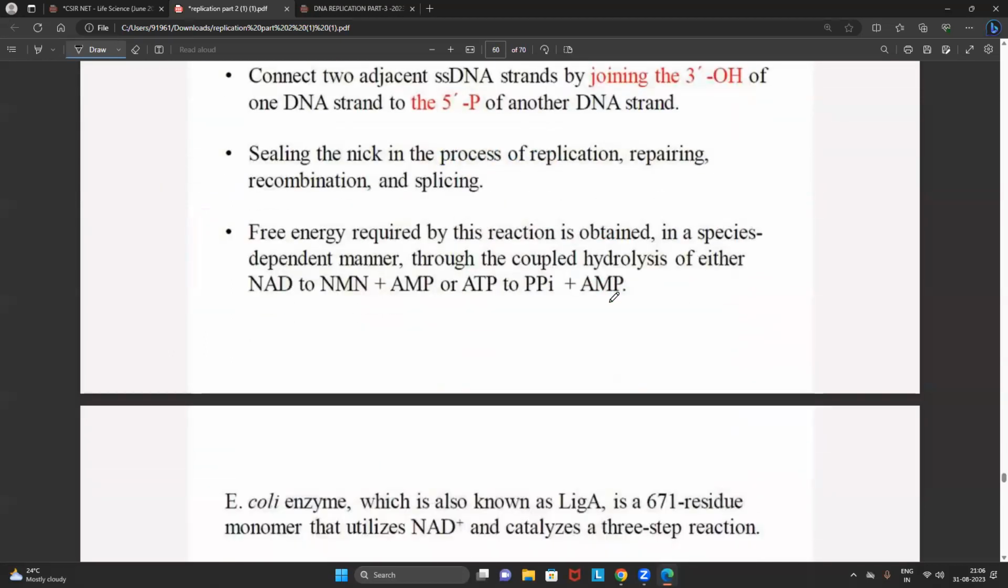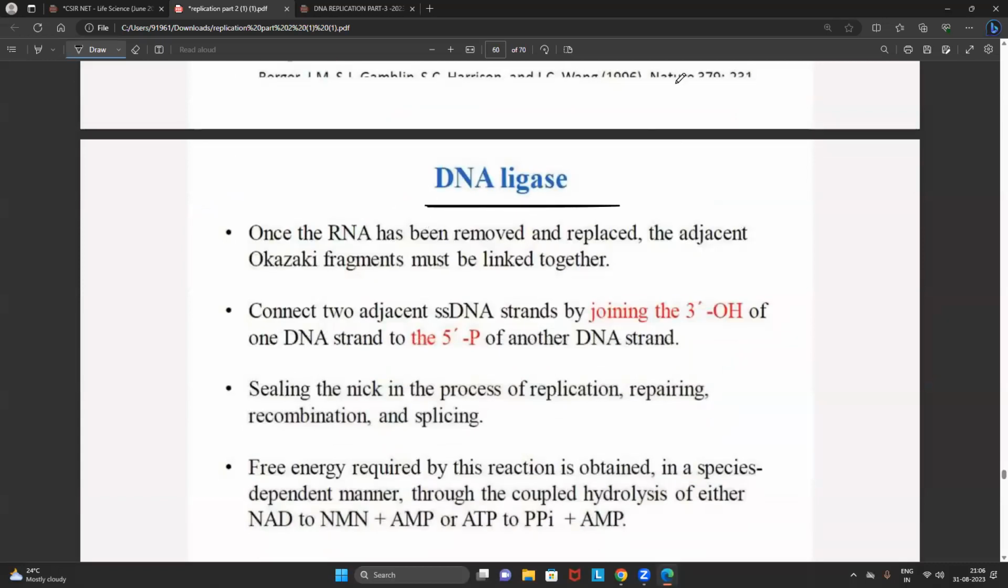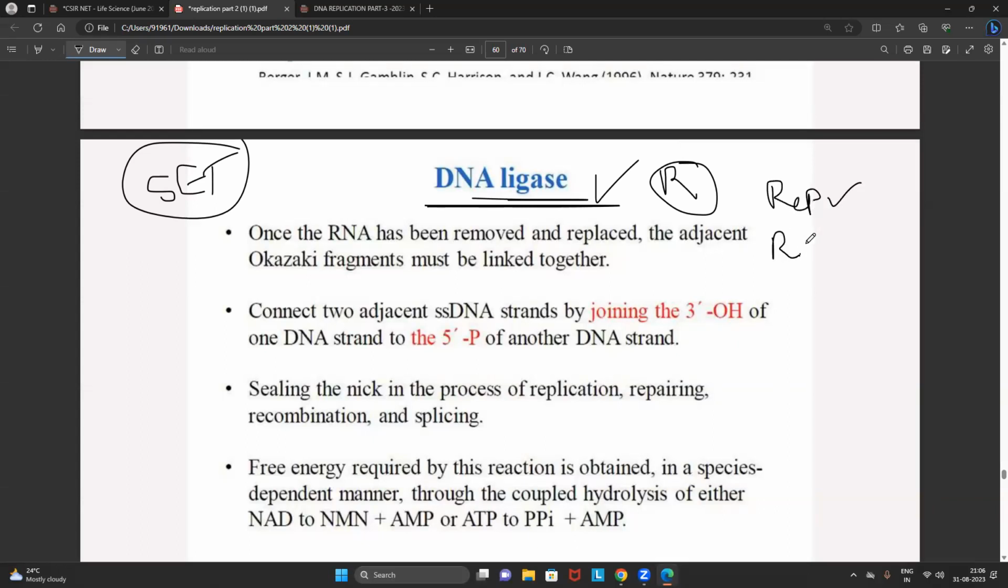The last and final enzyme, a very important enzyme, ligase. Most of the students will think that ligase is the enzyme only involved in replication. What is the question that was asked in the previous set exam? The question asked is, in which of the following steps is ligase not involved? So every student remember, ligase is involved in replication, in recombination, in repair, and in splicing. In multiple steps, ligase is involved.